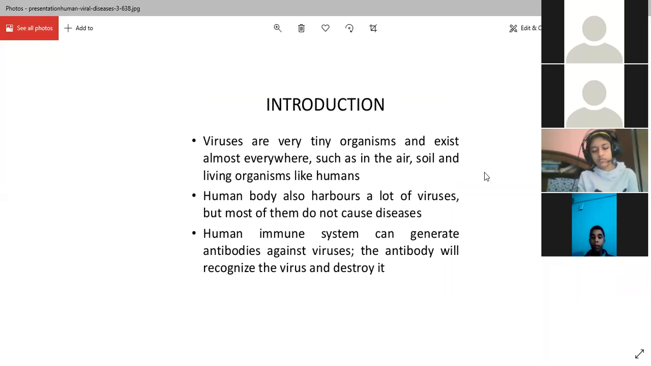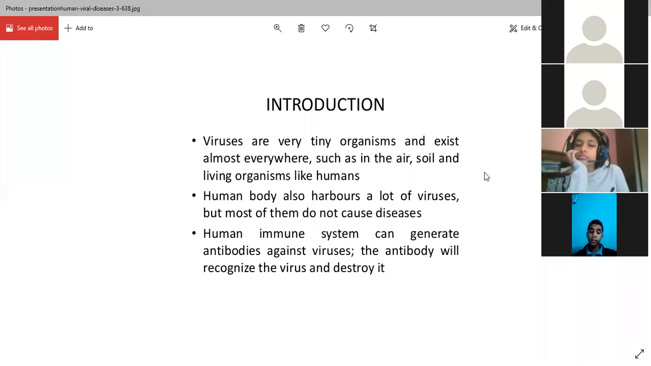Now, viruses are very tiny organisms and exist almost everywhere, such as in the air, soil, and living organisms like humans. The human body also harbors a lot of viruses, but most of them do not cause disease. Now, what do we mean by harbor? Harbor means a negative thought or feeling that you have, but you only keep it with yourself. ठीक है, कभी कभार ऐसा होता है ना that हमारे दिमाग में बड़ी नेगेटिव चीजें चल रही होती, but we do not discuss it with anyone. Why? Because we are not sure about it. So the human mind works as a harbor.